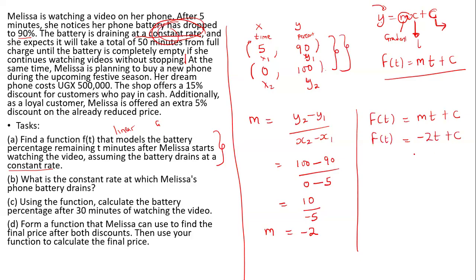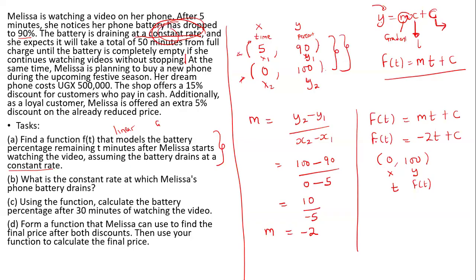But now your task is to find out what this c is. So to find c, use any of the points. I can decide to use 0 and 100. So when this is your x, this is your y. But now for this case, your x is your t, and your y is your f of t. I don't know whether we are on the same page.